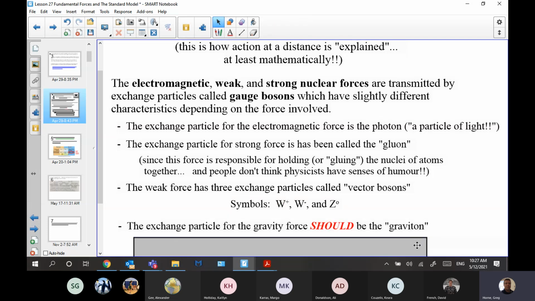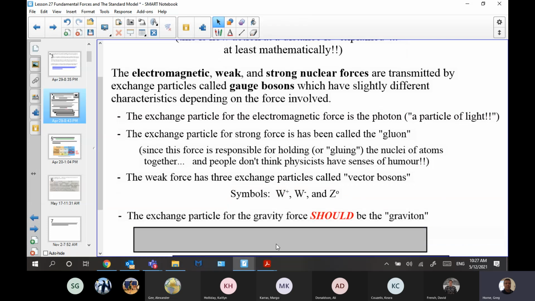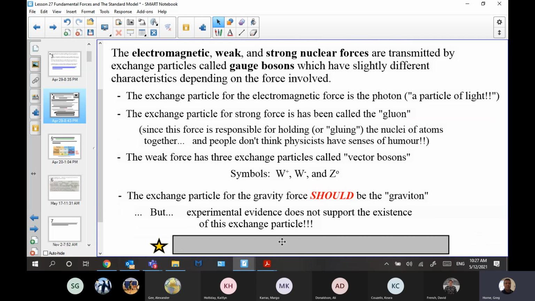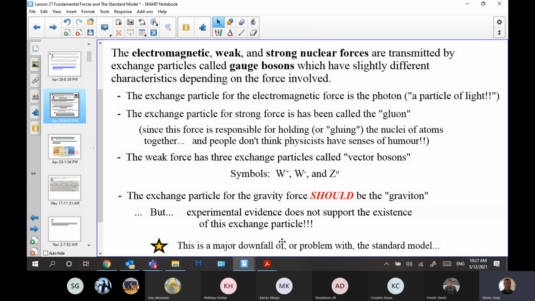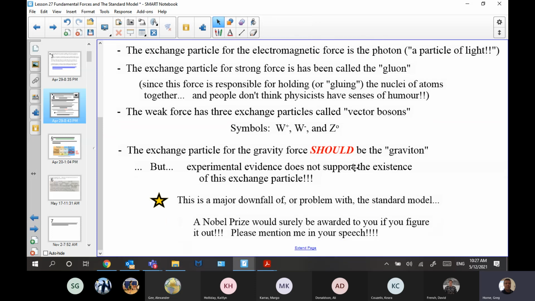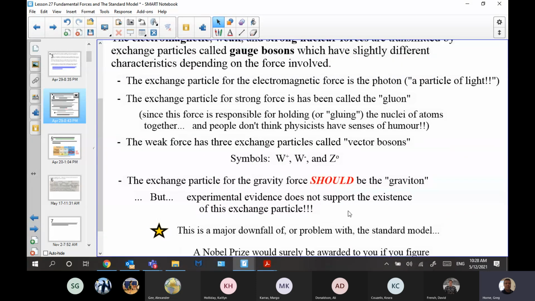And the gravity force should have a particle called a graviton, not gravitron. That's a ride at an amusement park. So graviton. But experimental evidence is not working out the way they think it should for the graviton. It's kind of a problem, right? Gravity doesn't seem to be working out the way they think it should based on a model to do with exchange particles. So there's definitely a Nobel Prize out there for someone who manages to piece that all together.